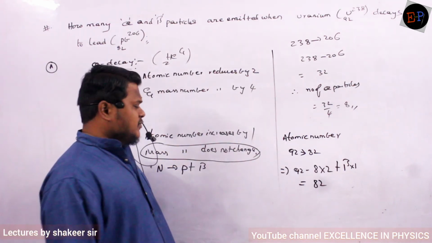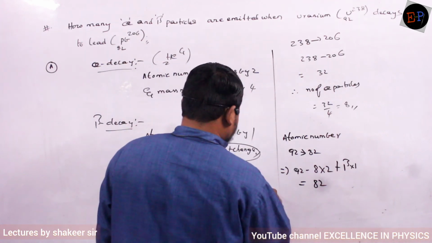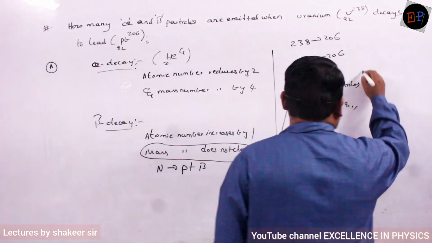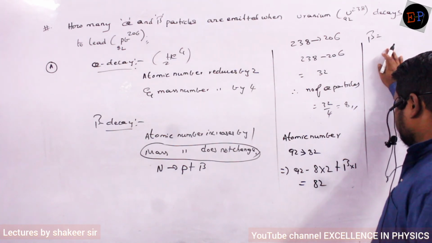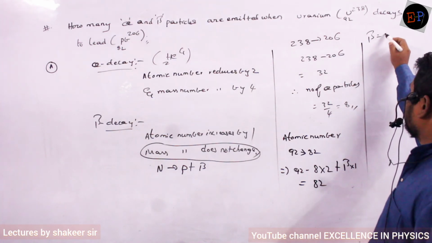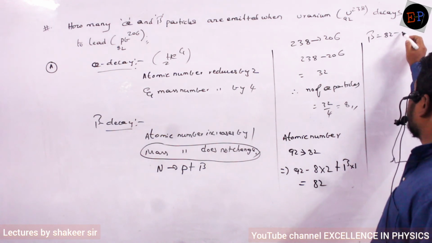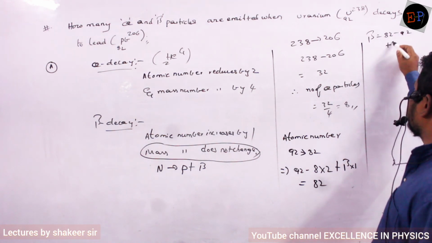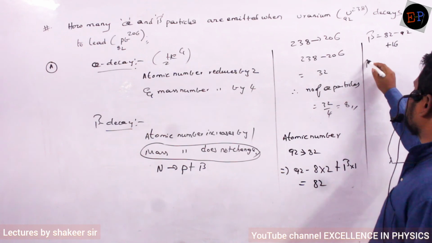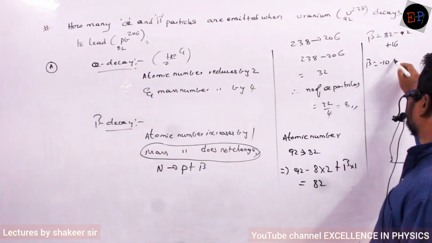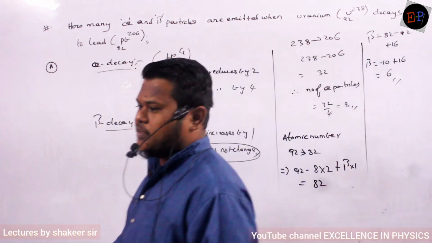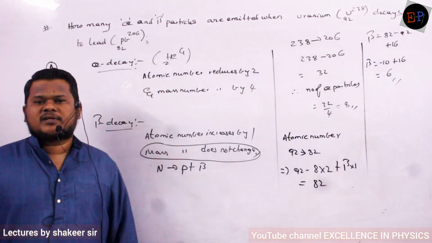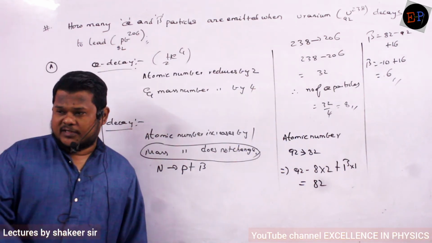Now calculate the beta value. Clear? So beta is equal to 82 minus 92 plus 16, which is minus 10 plus 16. So how much? 6. So how many beta particles are released? 6 beta particles are released. So this is the method of calculation.